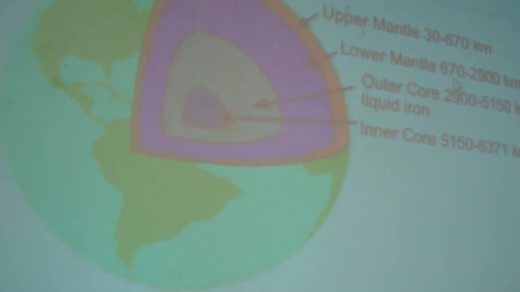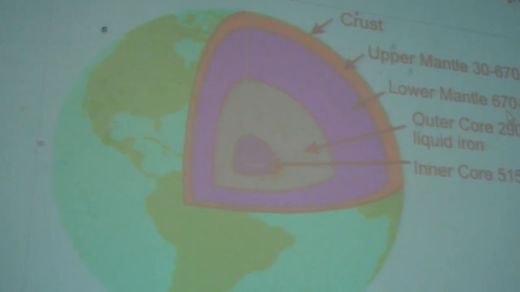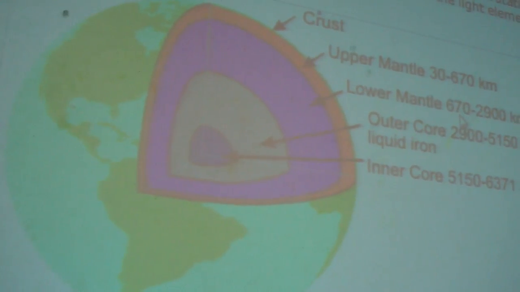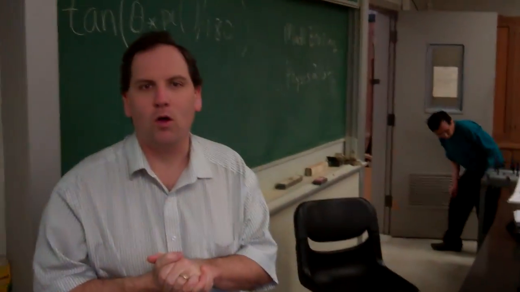And around that we have the lower mantle, then the upper mantle, and then Mickey mantle. No, just kidding. And then we have the crust.